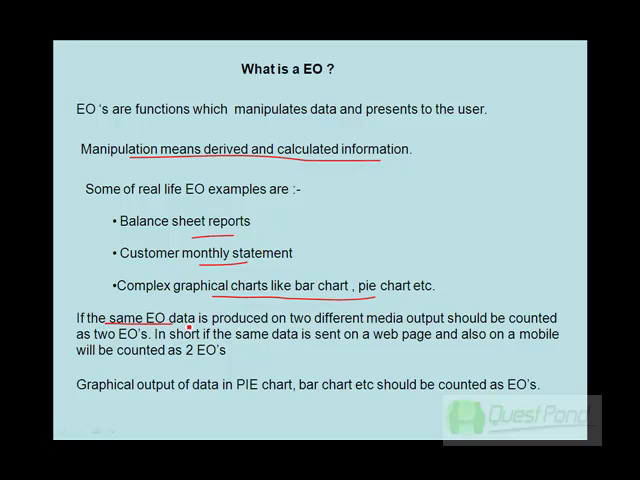Now if the same EO data is produced in 2 different media outputs, it should be counted as 2 EOs. In the sense that, let's say you have coded an application which shows a complex report on the web, and you have also ensured that these reports can be viewed on mobile. So you have 2 different media which will be viewing this report. You need to count 2 EOs, because when you do the coding or the execution, you will be taking into account how it will be displayed on the mobile and how it will be displayed on the web. Graphical output data like pie charts and bar charts should be counted as EOs.